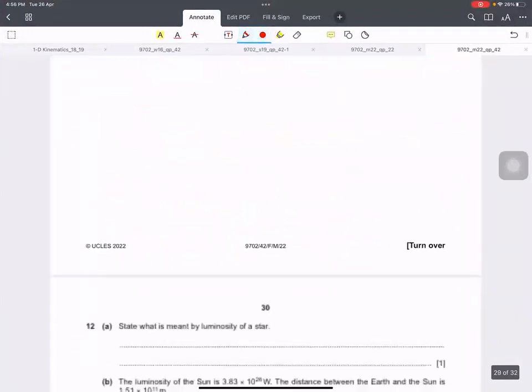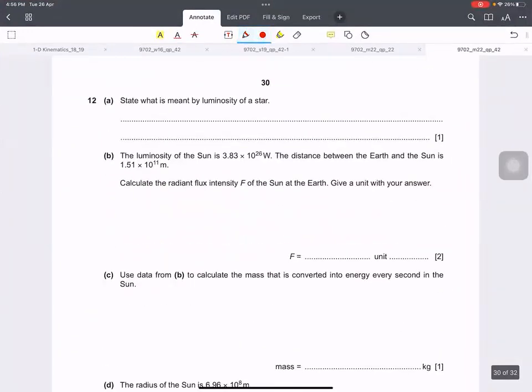The last question. Luminosity is the total power radiated by the star. Okay. Now luminosity given है, distance of the sun given है, calculate radiant flux intensity. Radiant flux intensity is the luminosity over 4 pi d square.